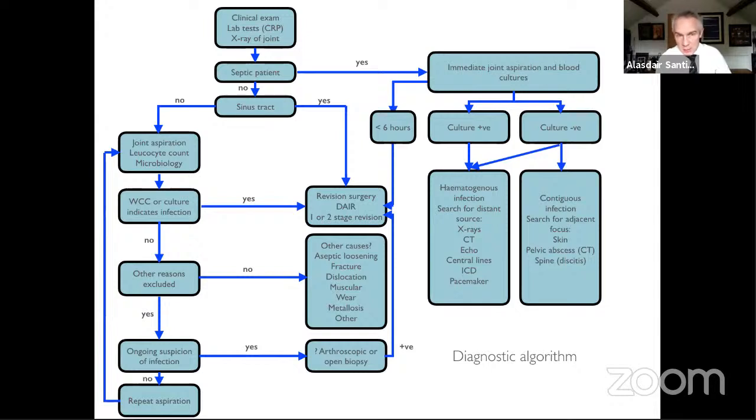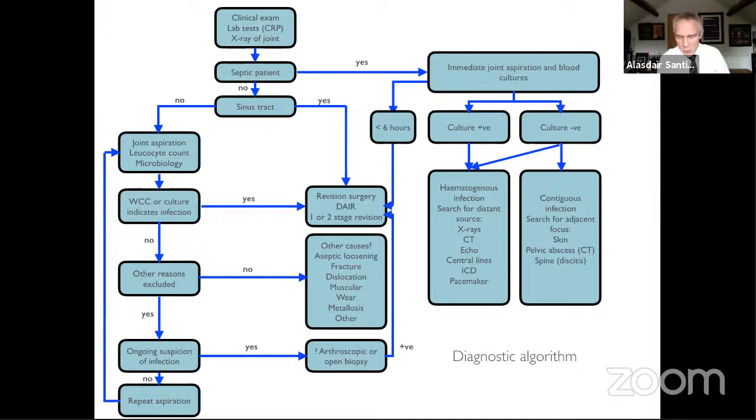In the vast majority of cases, it will not be septic. So we carry on down this left-hand side. Do they have a sinus tract? By definition, that is infected, so they would go immediately into a surgical procedure. The answer is no, and the majority will be no. Then we're coming down to joint aspiration, microbiology, leukocyte count, and then does that indicate infection or no?